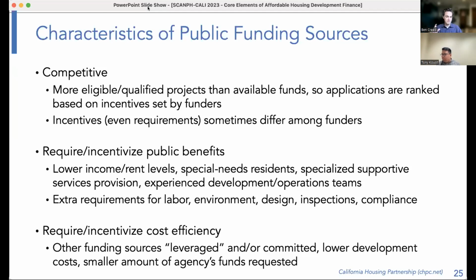They also all will have maximums either per project or per unit, or sometimes both, in terms of the maximum amount of funds that each source is willing to provide. There's an inherent tension here. Most of these public benefits add cost, either during development or operations or both. And of course, if you are prioritizing cost savings, you may have to do so by cutting some of the public benefits that may also be incentivized here. So affordable housing developers are constantly walking this sort of tightrope or balancing act, or threading this needle between public benefits and cost efficiency.